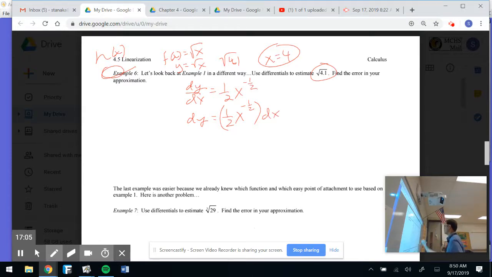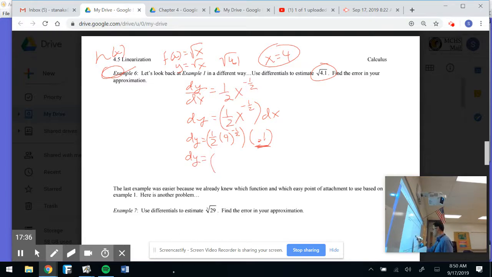So what I want to do is find out what is happening to y when I change the x, okay? And how am I going to change the x? Well, once again, we want to use the point of attachment at x equals 4. Why? Because I know the square root of 4, right? And then I'm going to change it by 0.1, right? That's what the problem is asking us to do, go from 4 to 4.1. So it's an x change of 0.1, and that's going to tell me how much I'm going to change the y by. So I do my little math here.